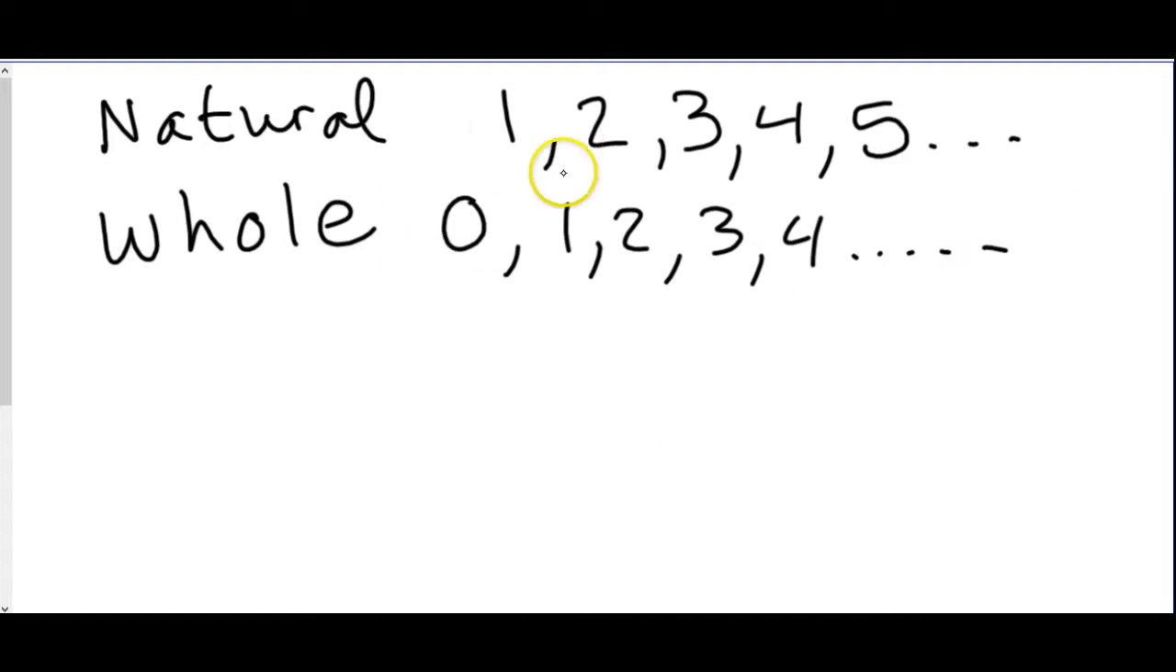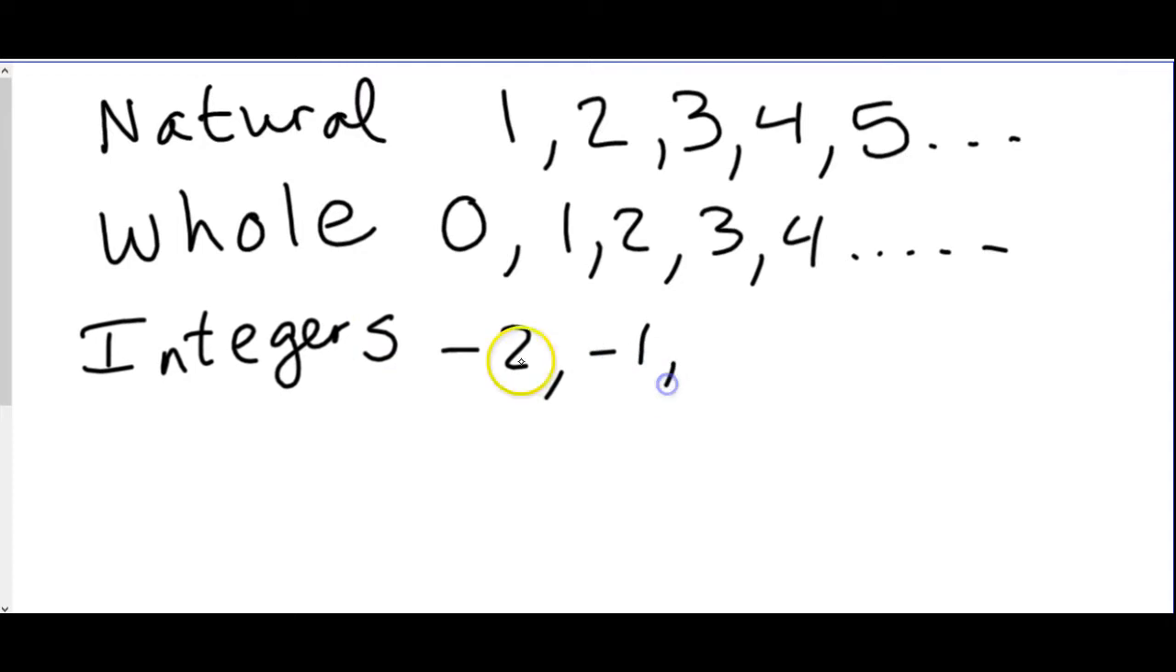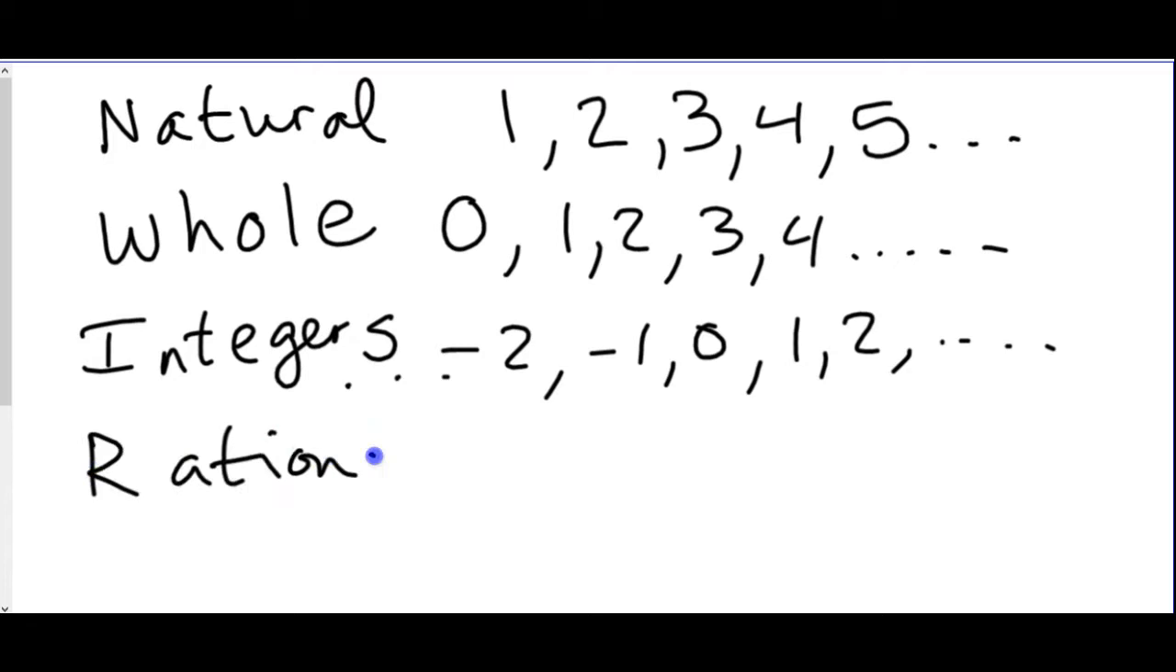Integers, again, are similar to the first two. They include everything the first two do, but they include negative numbers as well. So we could count in both directions. Rational numbers are all of the stuff up above, integers, whole numbers, and natural.